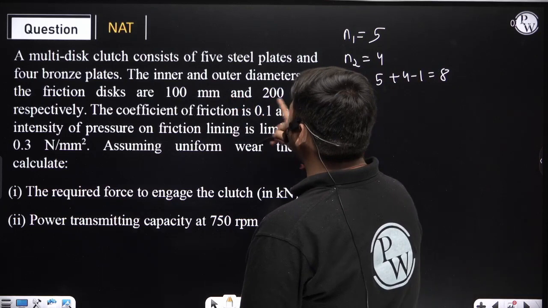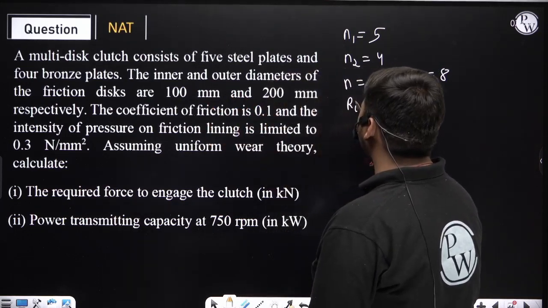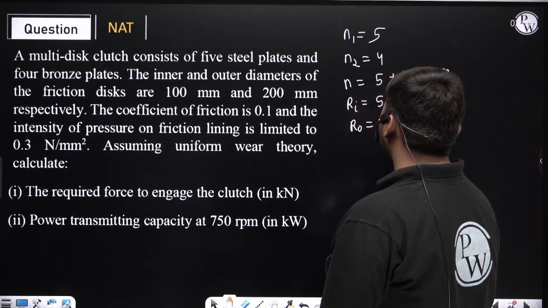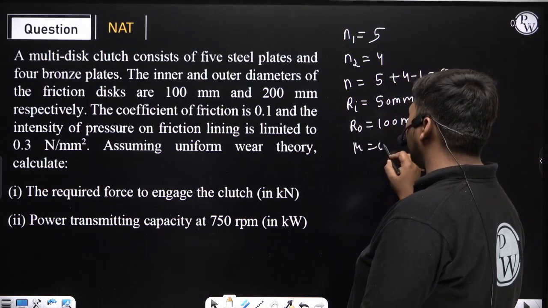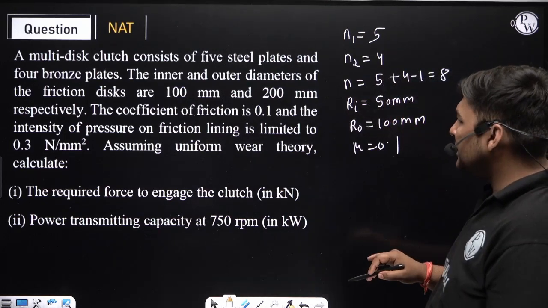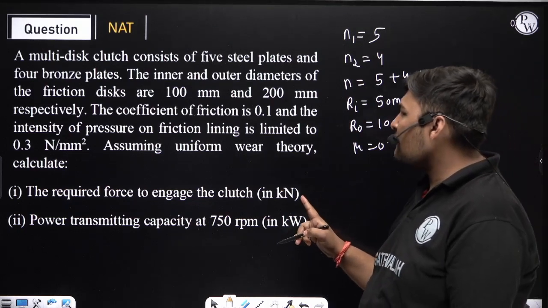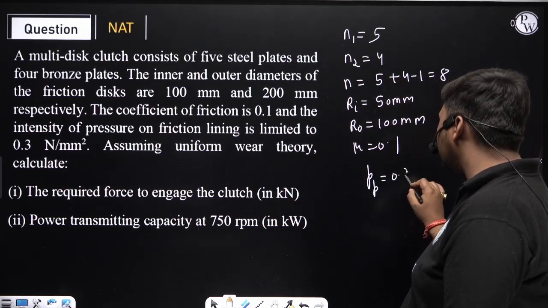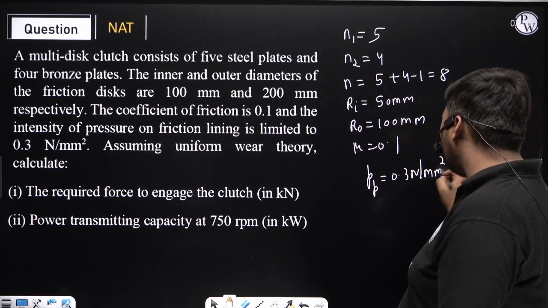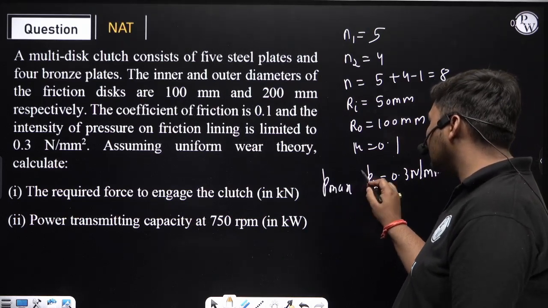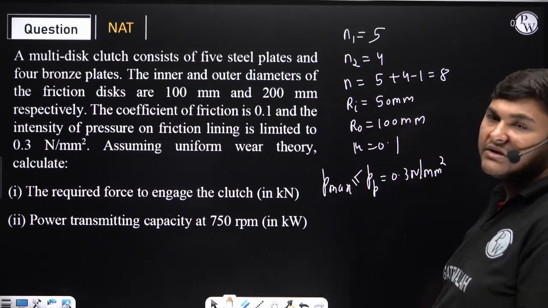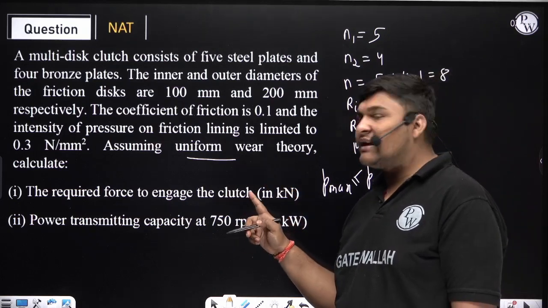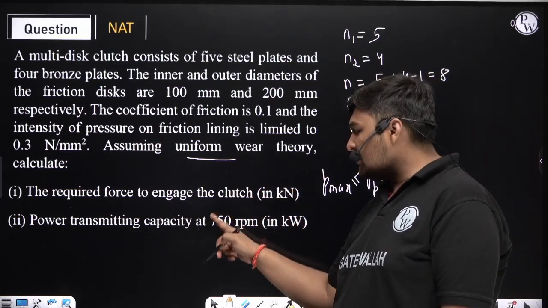Inner diameter and outer diameter are given. Inner diameter is 100, so inner radius will be 50 mm. Outer diameter is 200, so outer radius will be 100 mm. Now coefficient of friction mu is given 0.1. The intensity of pressure on friction lining is limited to 0.3 newton per mm square. This again is permissible pressure, which is 0.3 newton per mm square. So actual maximum pressure should be equal to this or less than this. To calculate the limiting value, we equate friction pressure with this. Now we have to assume uniform wear theory, and you need to calculate the required force to engage the clutch, means the value of W, and the power transmitting capacity at this RPM.